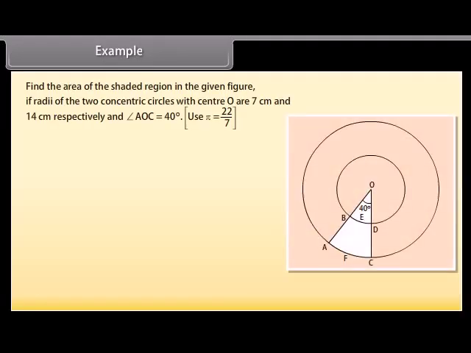Example. Find the area of the shaded region in the given figure if the radii of the two concentric circles with center O are 7 cm and 14 cm respectively, and angle AOC is 40 degrees. Use pi as 22/7. Radius of inner circle equals 7 cm. Radius of outer circle equals 14 cm.